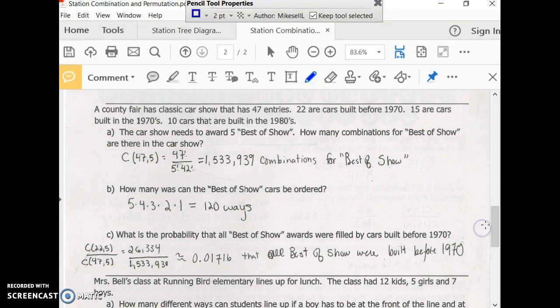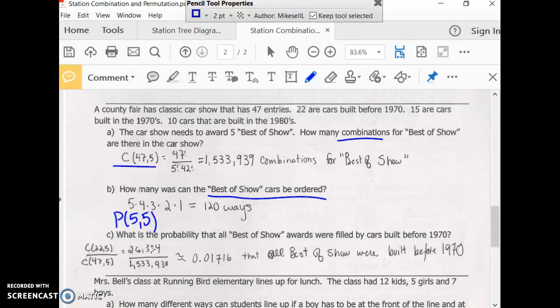On this one, this is a legit question. Car shows get a ton of entries, and you'll have multiple awards for best of show. The car show needs to award 5 best of shows. You have 47 entries. How many combinations of best of show are there in the car show? 47 choose 5. I'm looking for combinations. The word question says combinations. When you do that, you get 1,533,939 ways. Pretty impressive. How many ways can the best of show be ordered? 5 times 4 times 3 times 2 times 1, which is 120, or it's a permutation, 5P5.